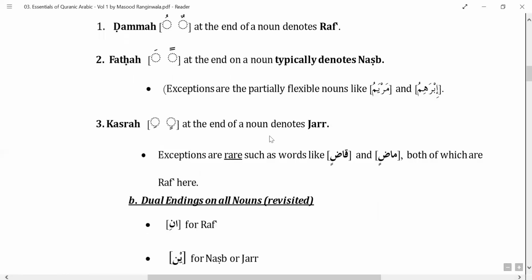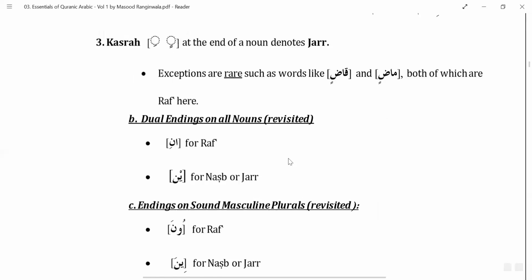Then kasra or a double kasra denotes jar. There are certain rare cases as exceptions like qadin, madin. These are all rafa. Both of these are rafa. But you can leave out the exceptions for now.